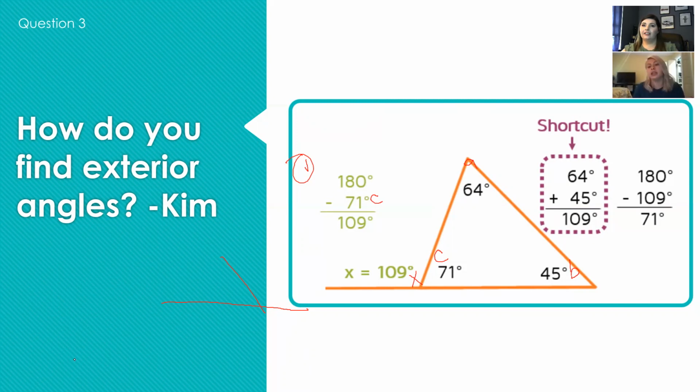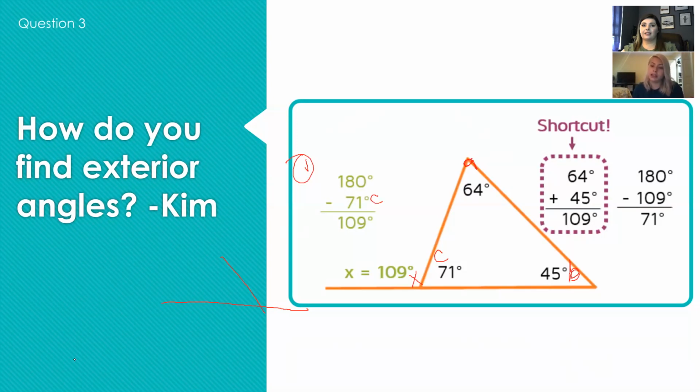But the way I like to think about it is that we have A and B here, and we're looking for X, which is the outside. So X is going to equal the sum of A and B added together. So we see that 64 plus 45 equals 109 degrees.